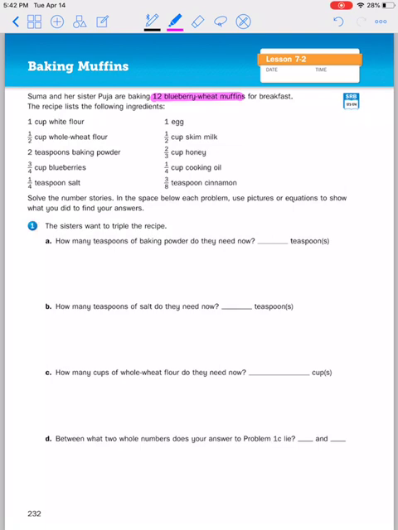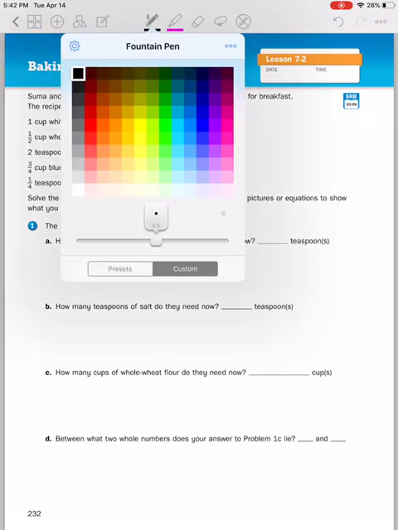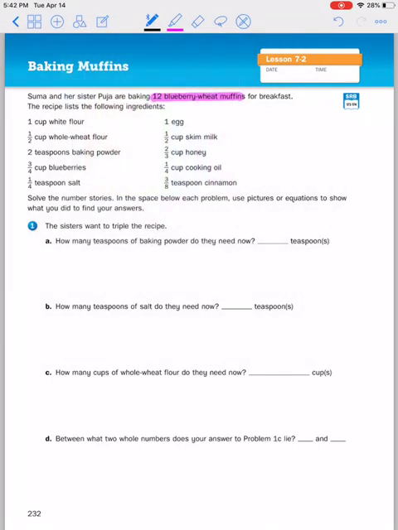The recipe lists the following ingredients: 1 cup white flour, half a cup whole wheat flour, 2 teaspoons of baking powder, 1/4 cup blueberries, 1/4 teaspoon salt, 1 egg, 1/2 cup skim milk, 2/3 cup honey, 1/4 cup cooking oil, 3/8 teaspoon of cinnamon. Okay, so let's look. It says solve the number stories in the space below each problem. Use pictures or equations to show what you did to find your answer.